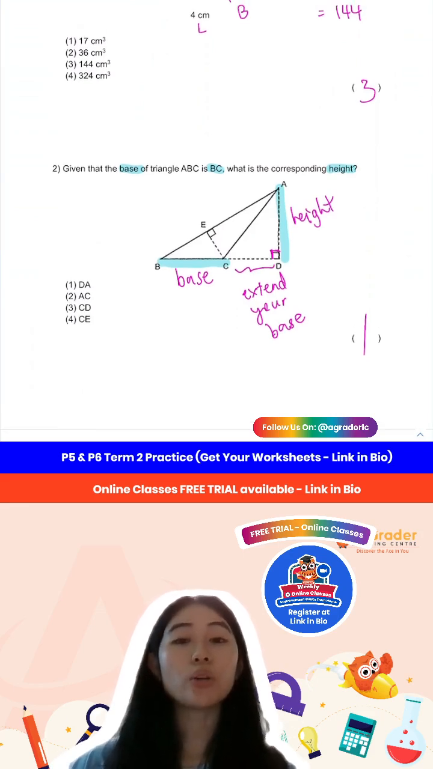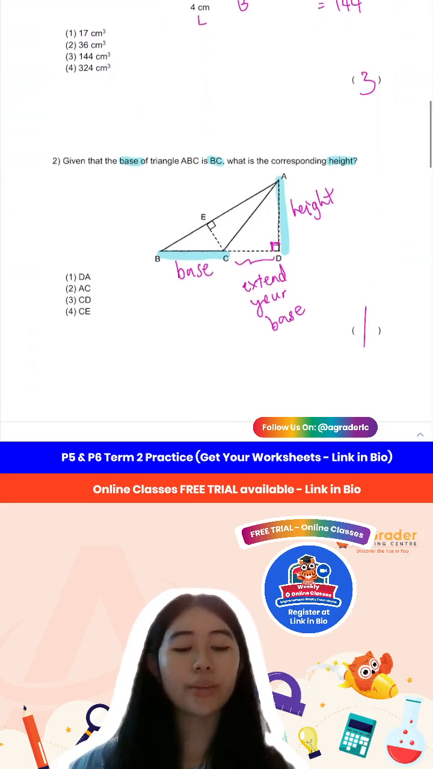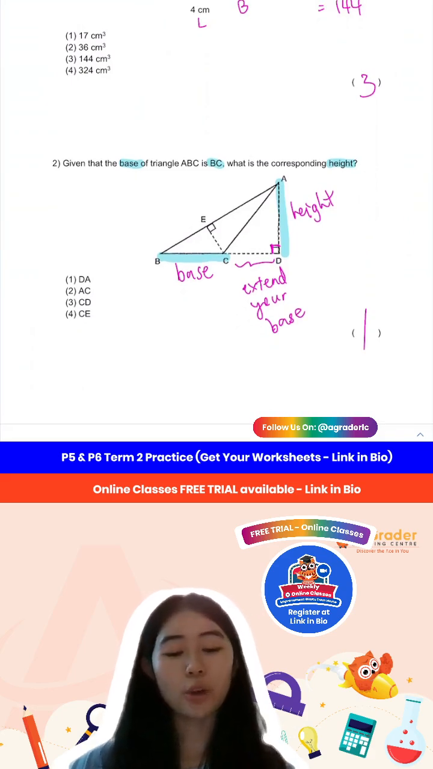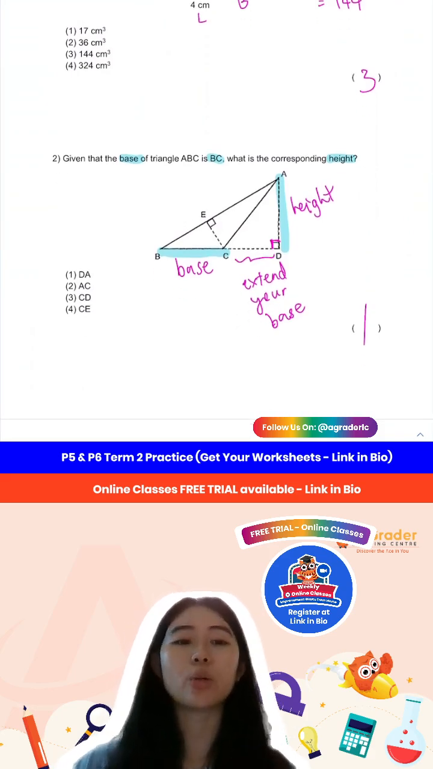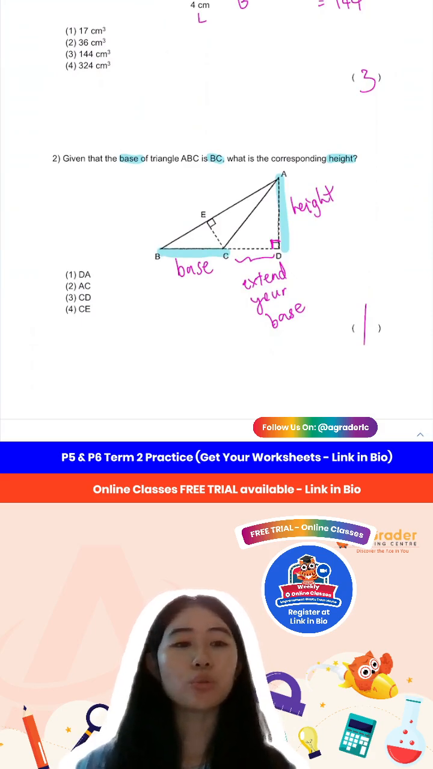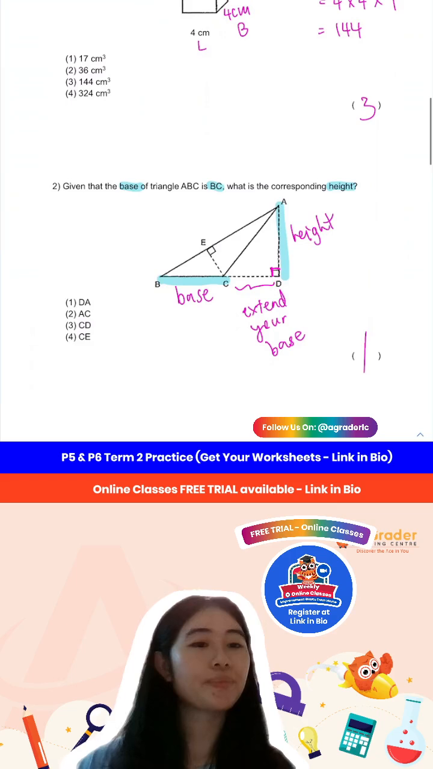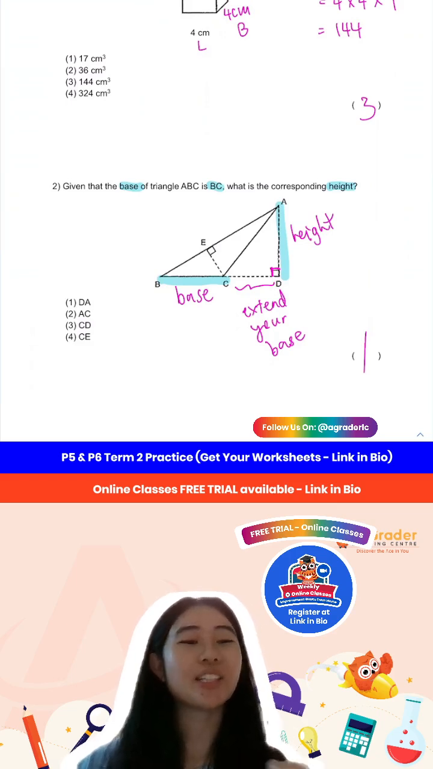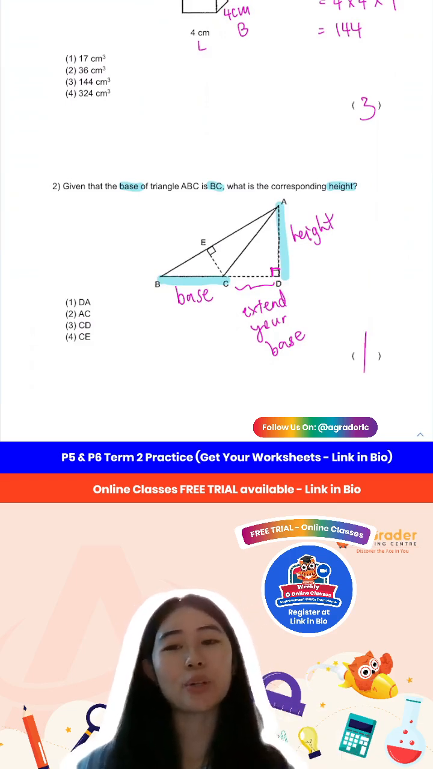Some of you got it wrong because you didn't read that they want the base to be BC, right? So you would have chosen a different option if you did not read that part of the question. So always remember to read the question carefully. Capybara lover, you forgot to read that part of the question, right?